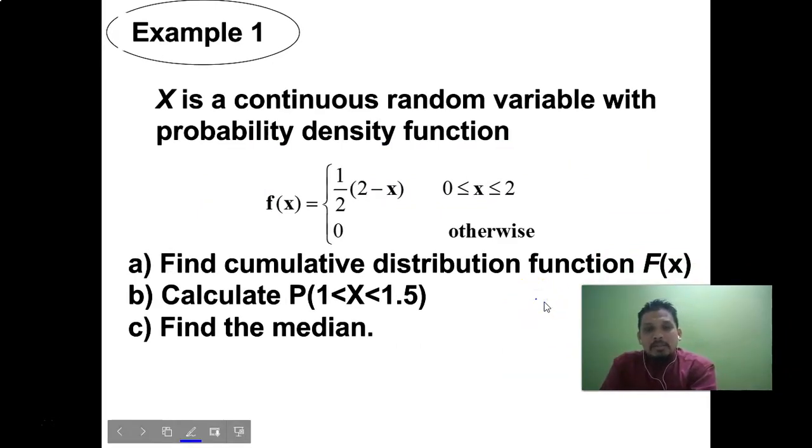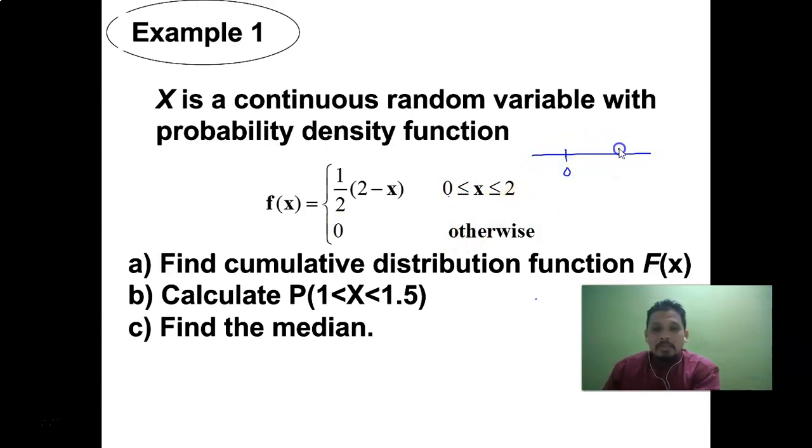So x is a continuous random variable with probability density function as given here, f(x) equal to 1 over 2 times (2 minus x) for the domain of x from 0 until 2 and 0 otherwise. Okay, so meaning here from x equal to 0 until x equal to 2, the function given here is 1 over 2 times (2 minus x). So the rest of this is 0. Okay. So find the cumulative distribution function of x.